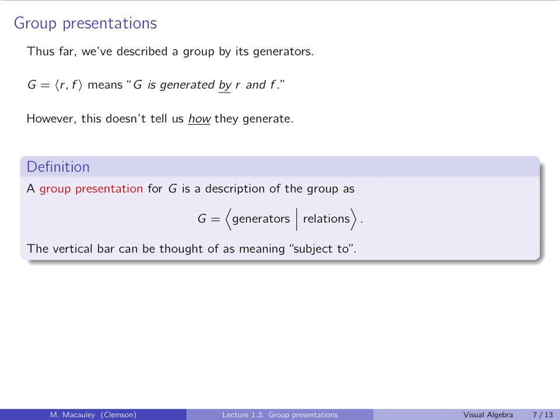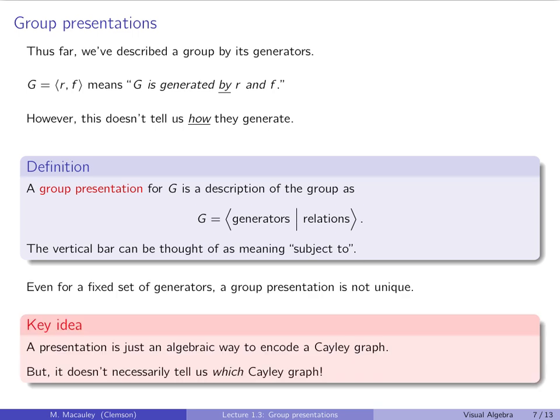A group presentation for G is a description of the group as the following. G is equal to a list of generators subject to a list of relations. And we use angle brackets to go around this, and we put either a colon or a vertical bar to separate the generators from the relations. Think of that as meaning subject to. The key idea is that a presentation is just an algebraic way to encode a Cayley graph. But it doesn't necessarily tell us which Cayley graph.